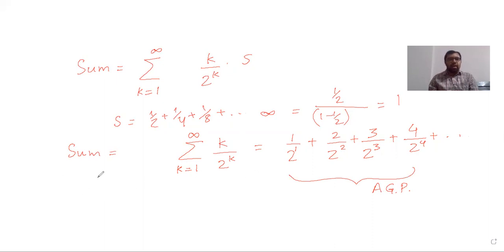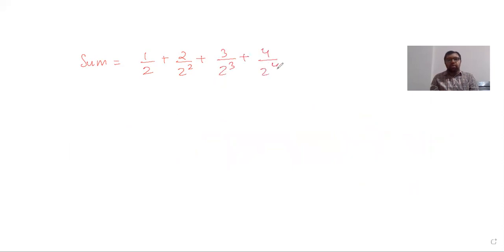So what is the procedure for solving this question? What we have to do here is, let me just erase this part because again we are facing lack of space. So I need more space, right? Sum is equal to half, then 2 upon 2 square, then 3 upon 2 cube, then 4 upon 2 raised to 4, and like that.